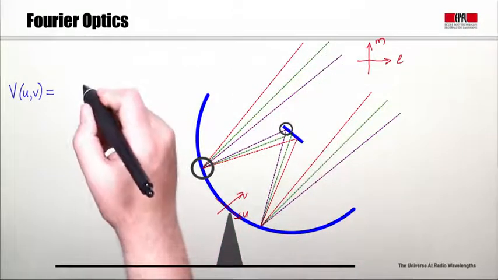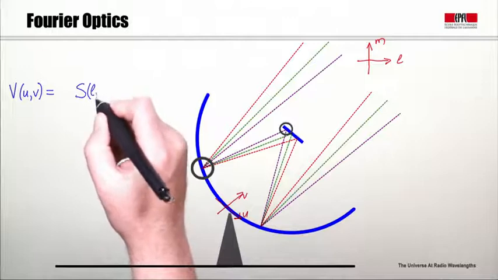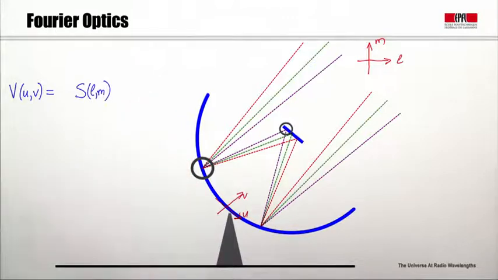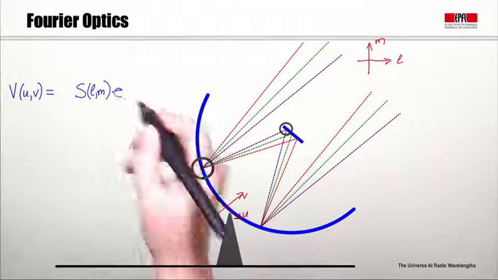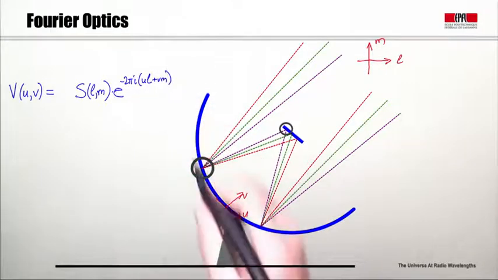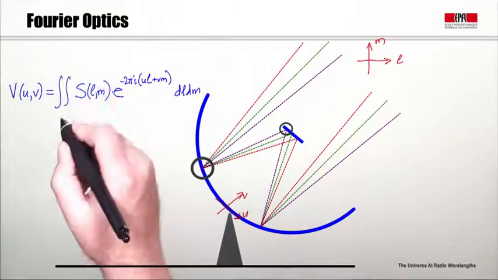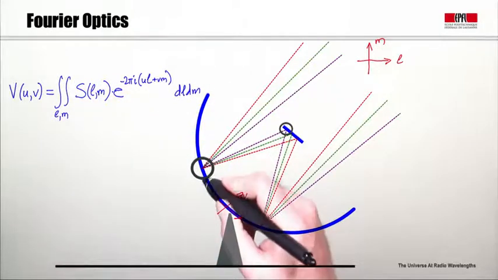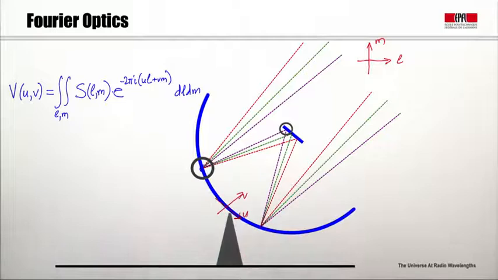So we'll call it S(L,M). This is the sky signal, and it's multiplied by a complex phase term, which looks like this. And then it's integrated over all directions, dl and dm. And that's the field at a single point on the dish.